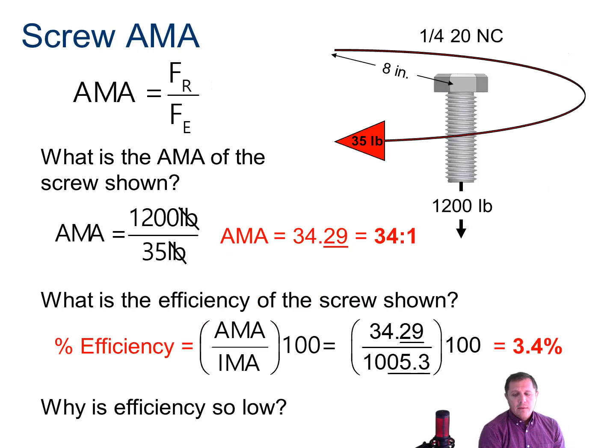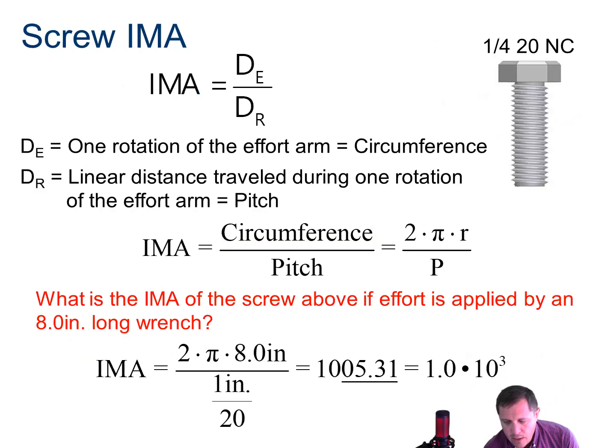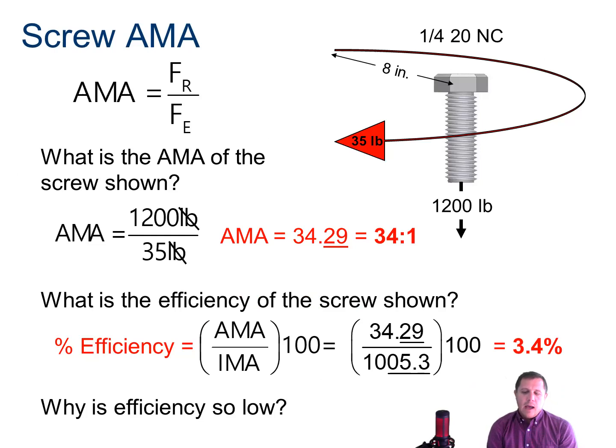If there's an 8-inch wrench handle that we're turning, going back to it, we had an 8-inch wrench handle. That was for the IMA. Now the AMA: if I am going to use 35 pounds of force to rotate something, but it's going to do 1,200 pounds of force, that's still a good difference, right? So we're going to do 1,200 divided by 35. We get an AMA of 34.29. Go ahead and calculate that and make sure you get the right answer.